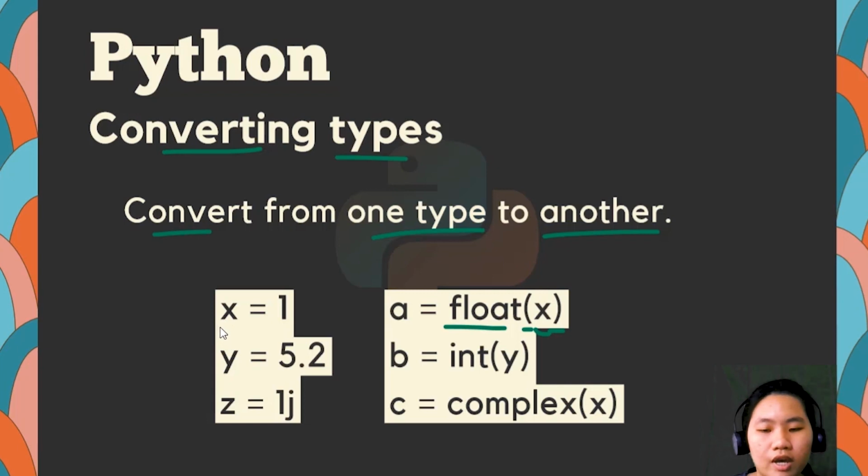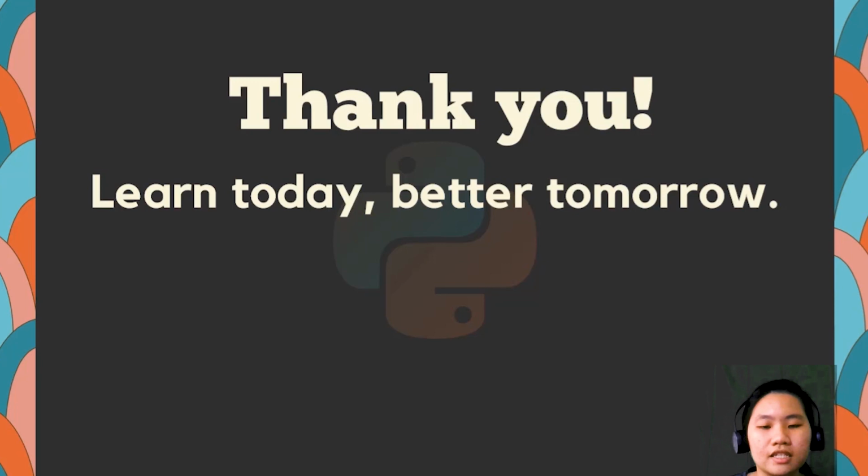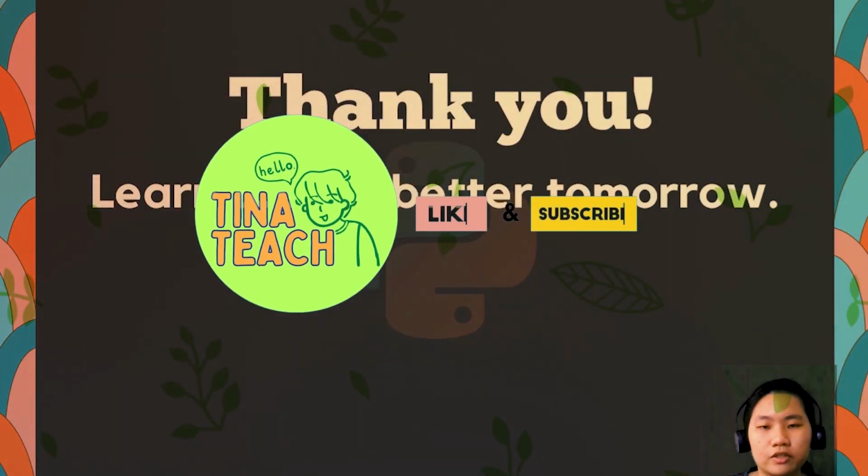So for example, we have x equals 1, and we want to convert this integer of 1 into a float. So we say float, parenthesis, x. Okay, that's it for today's lesson. Now with this lesson, there won't be any sort of demonstration because this is really simple. And remember, learn today, better tomorrow.